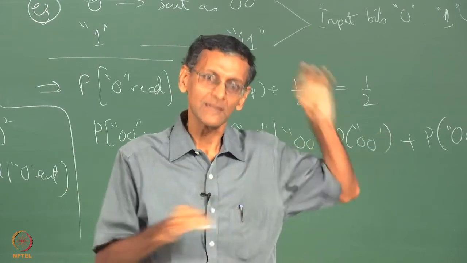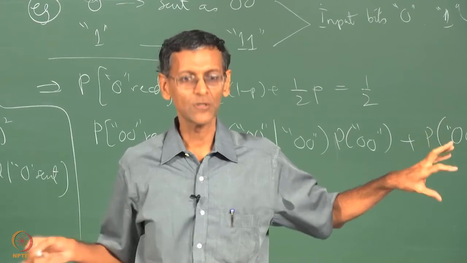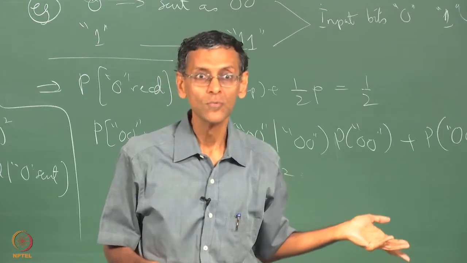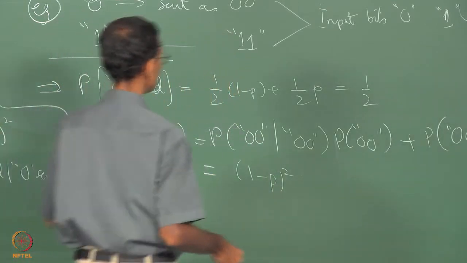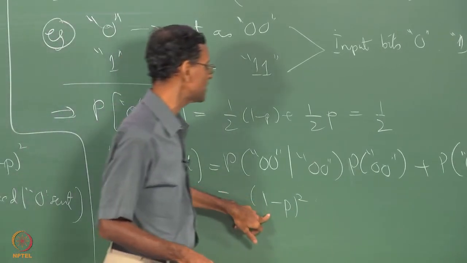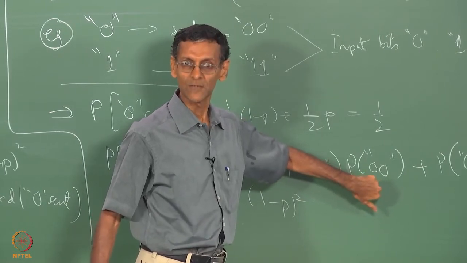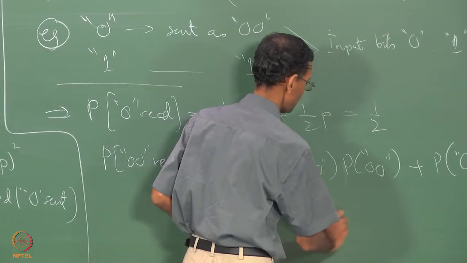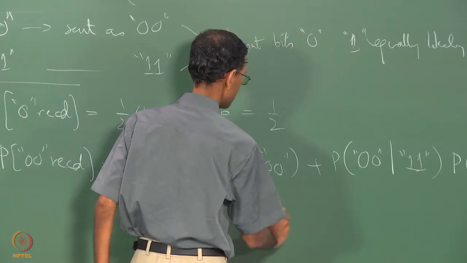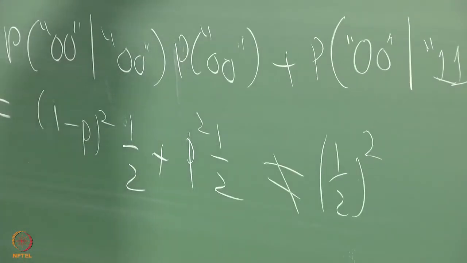So what is the probability that the received sequence is another double 0, right. The input bit could just as well have been 1, in which case 1 1 would have been sent, but you can still get 0 0. So the overall probability of getting this double 0 is 1 minus p squared multiplied by half, right. The probability of sending this is half. What about this? p squared into half. So this is not equal to half times half, right.